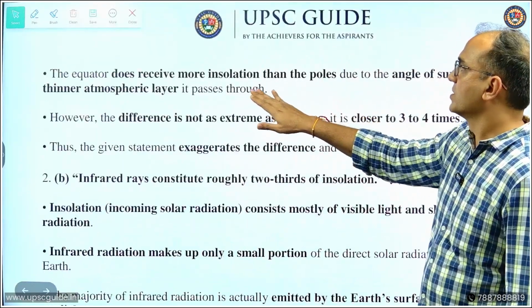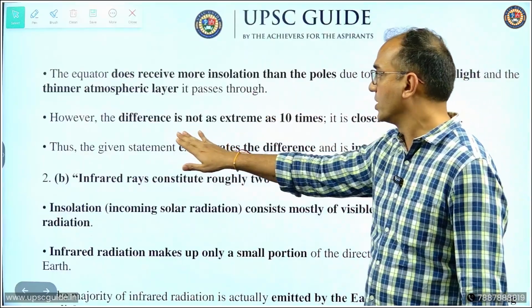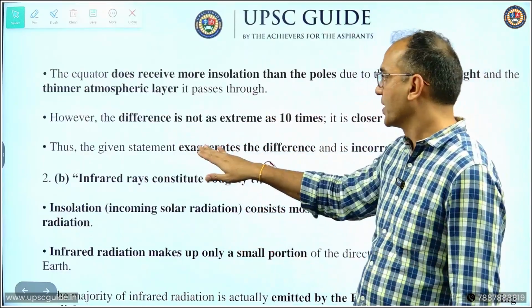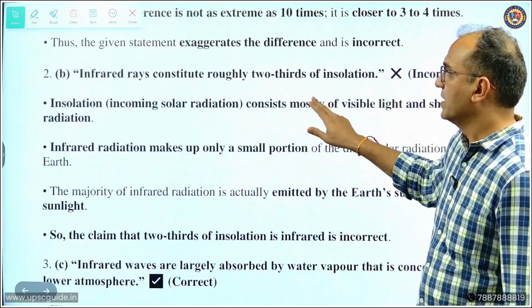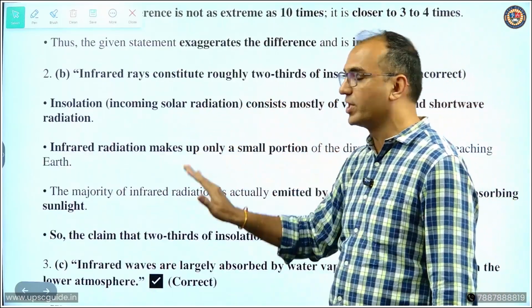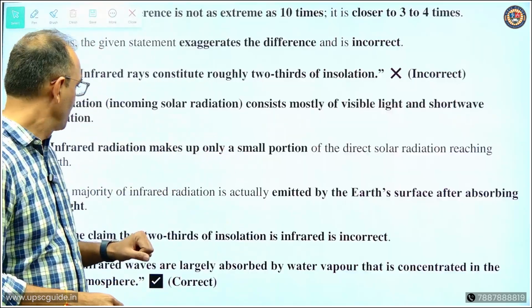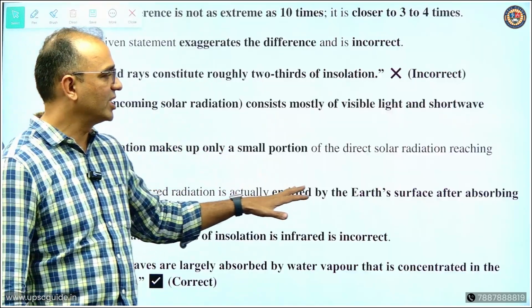See, equator does receive more insolation than poles. Angle of sunlight and thinner atmospheric layer passes through. However, difference is not as extreme as 10 times. This is exaggeration. Second, insolation consists mostly of visible light and short wave radiation. That is why infrared is long wave, right? So infrared is only a small portion. Majority of infrared is actually emitted by Earth's surface.